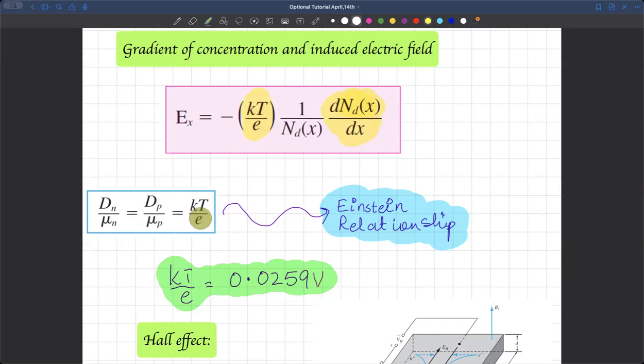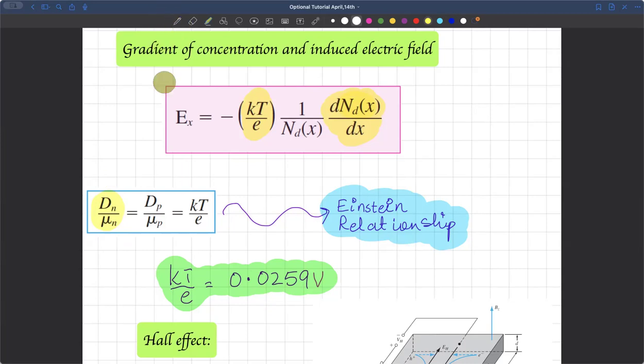kT over e, again, I asked that question in the tutorial. kT over e, of course, has the units of potential difference, so it's the thermal voltage. And then the Einstein relationship, very important. In many questions you need it. So the diffusion coefficient for the electrons divided by the mobility coefficient for the electrons.